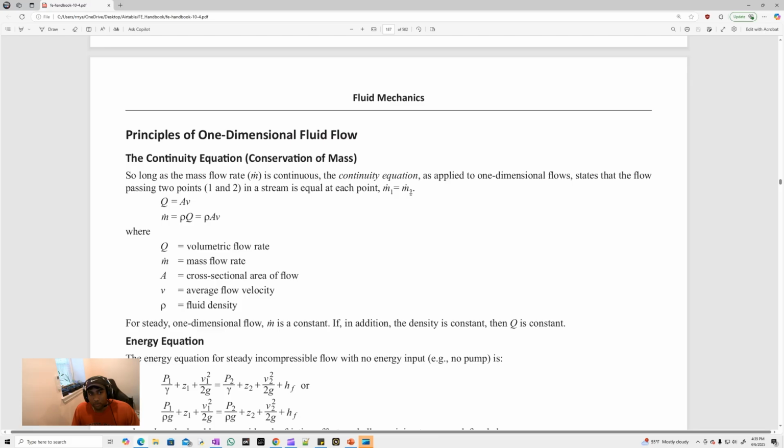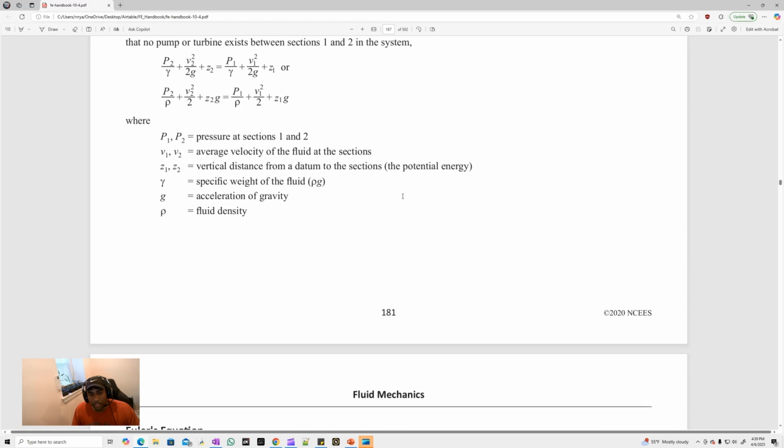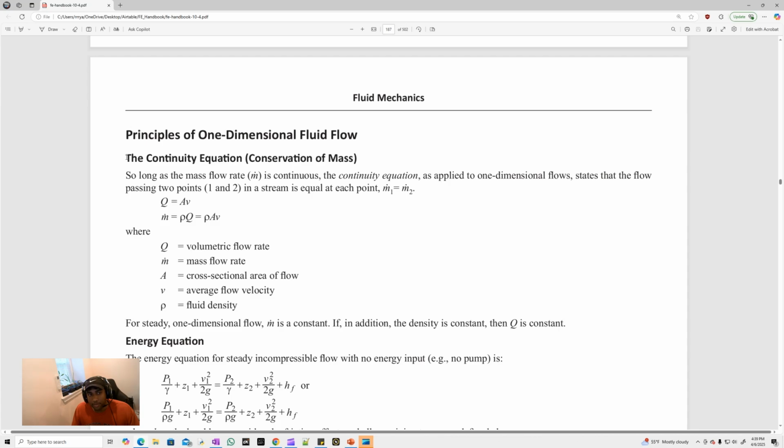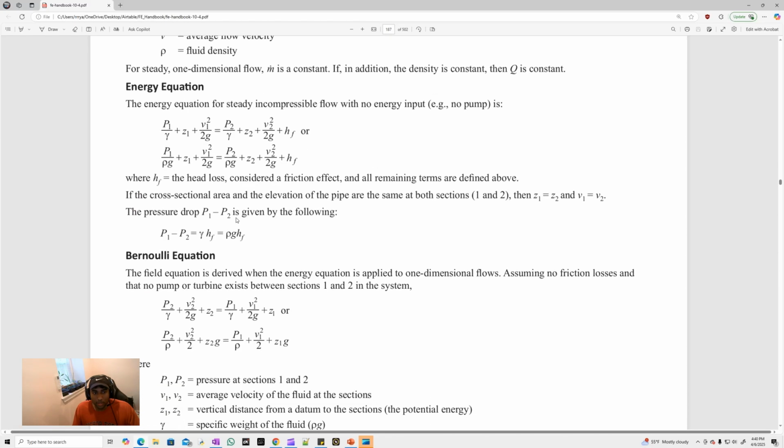Now, if you go here in the reference manual, on page 181, you can see some information about continuity, or the conservation of mass. That's going to be important for us because we have a single flow and we have a constriction. But we know that the mass flow rate, or in this case, since we have an incompressible fluid, the density is the same at point 1 and point 2. What we know is that the flow rate has to be the same in the pipe. It's only one flow, so that's going to be important for us.